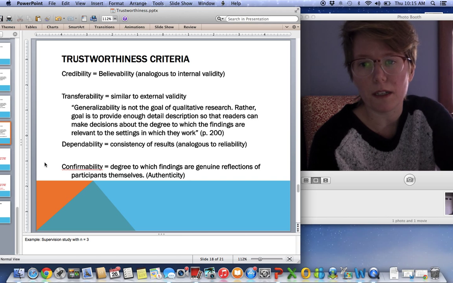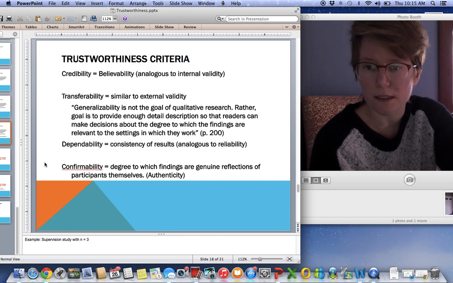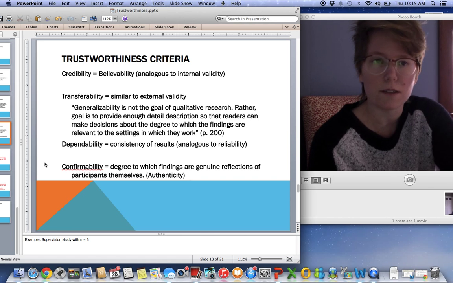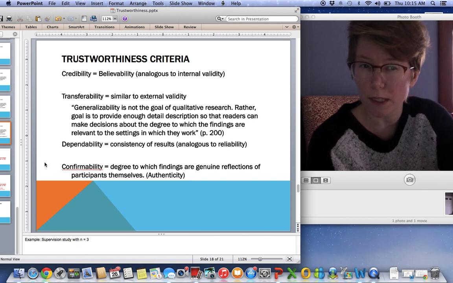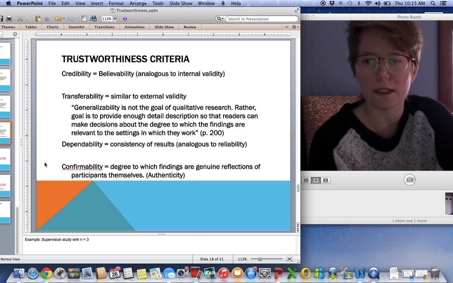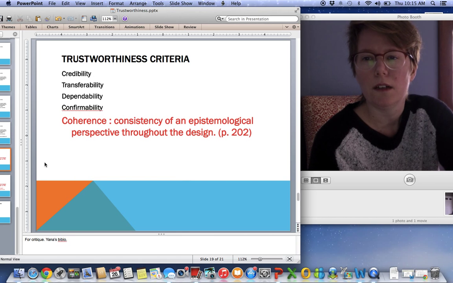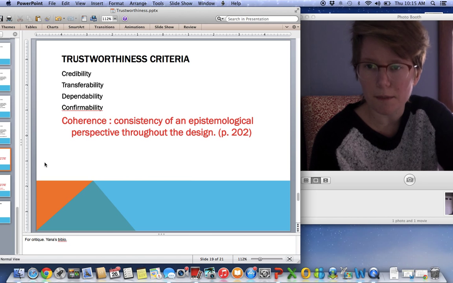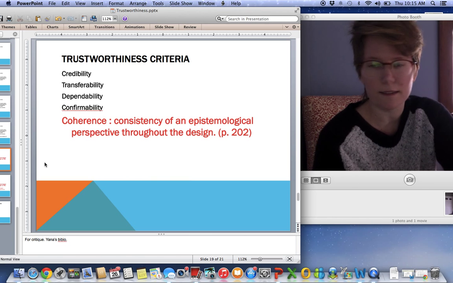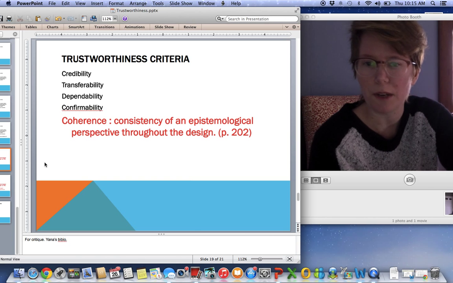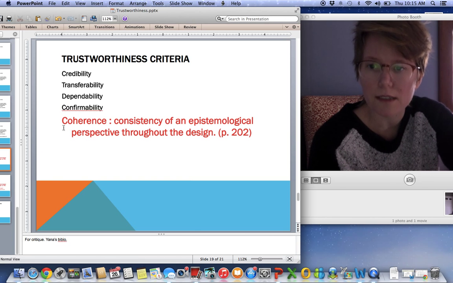Confirmability, the degree to which findings are genuine reflections of participants themselves. Are the participant voices really being honored? And there are ways to check for that. We'll get to that. So we've got these criteria: credibility, transferability, dependability, confirmability, and then I thought this was really important because I made it big in red, coherence.